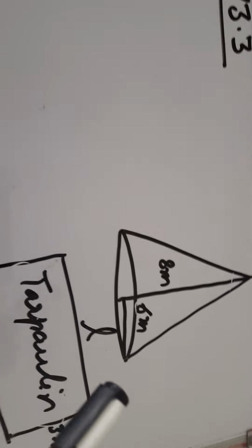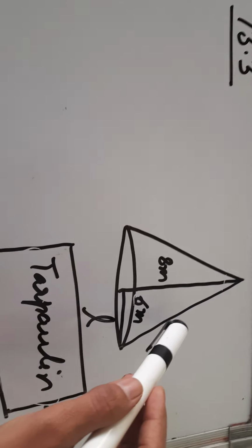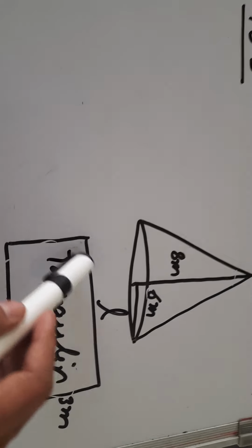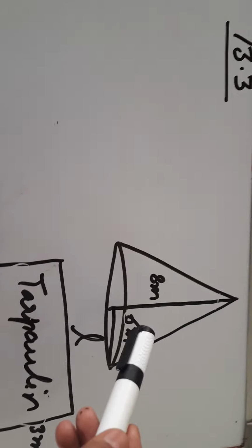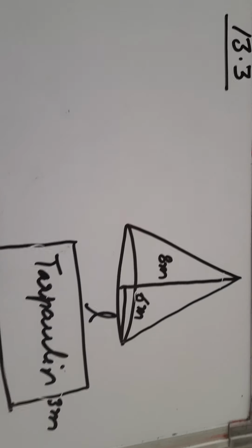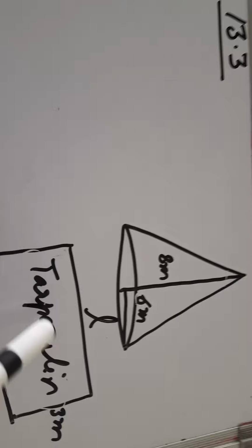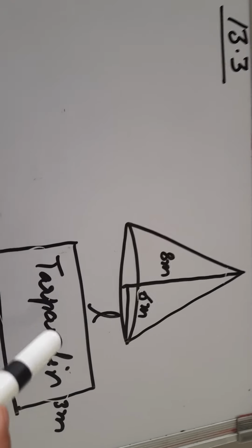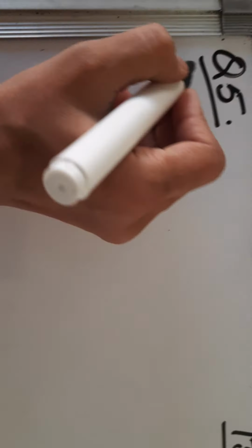So now, dear students, just use your common sense that when we have to make a tent, we will use the fabric only for making the curved surface area of the tent, right? Only to make the curved surface area of the tent. So tarpaulin required must be equal to curved surface area. So what do we write? Tarpaulin required in making this tent.